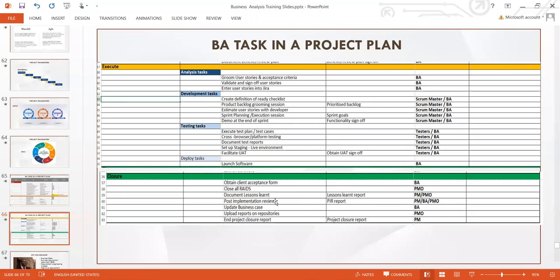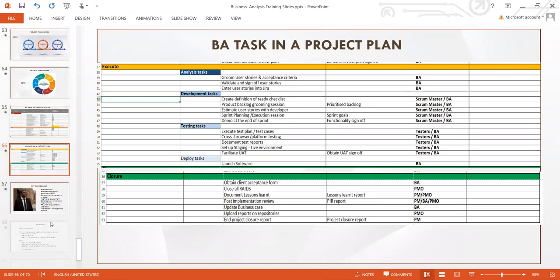Then you conduct the post-implementation review. At this point, both project manager, business analyst, and PMO, everybody will be there. And then the business analyst will update the business case. So you keep on working with the business case. You update your business case at this point, and then upload all reports to the repository. The PMO analyst or project manager, in the case where there is no PMO analyst, can do it. If there is no project manager, the BA can equally do it. And then the end project closure report. It is the project manager that is going to write that report, because he is the manager of the project, and close the project. And that's how you close your project.